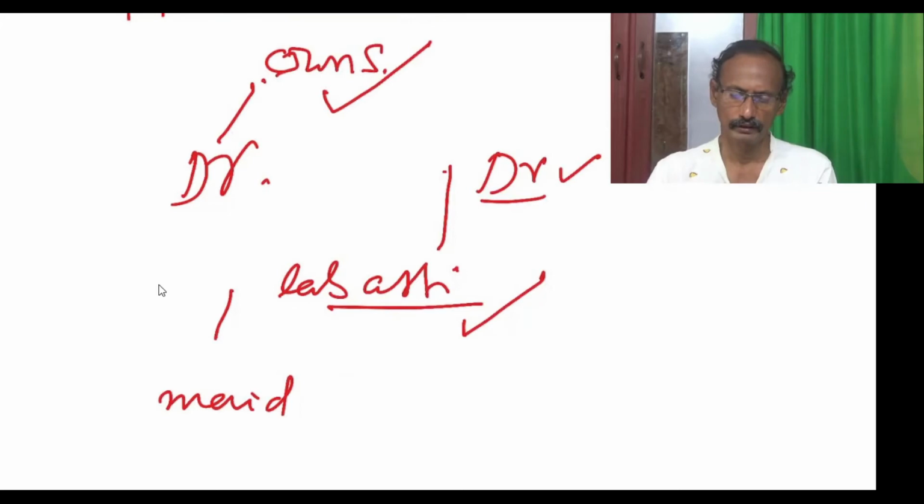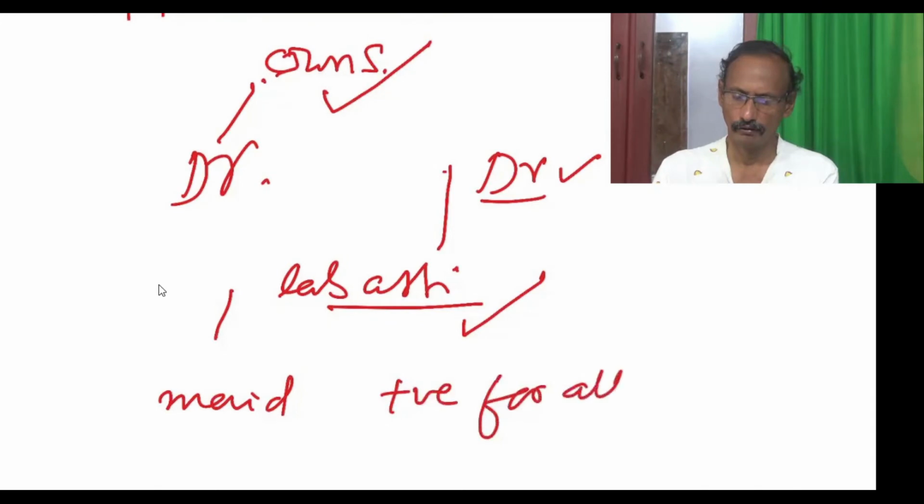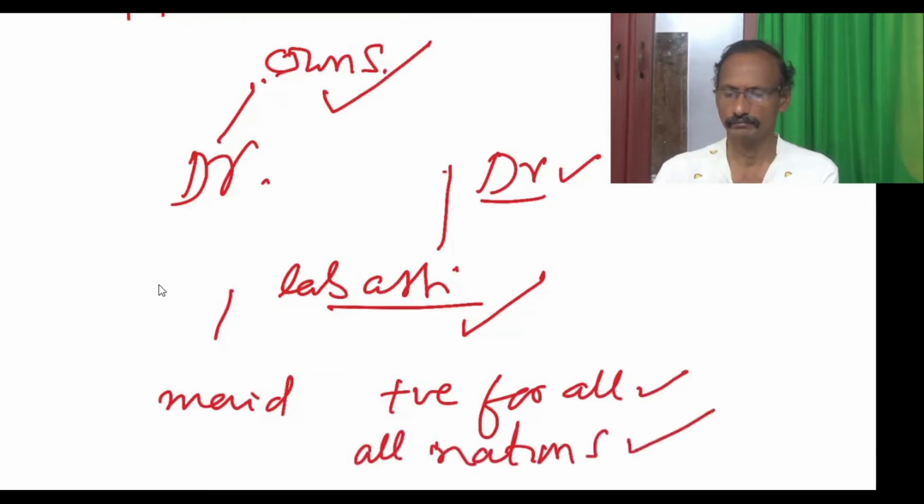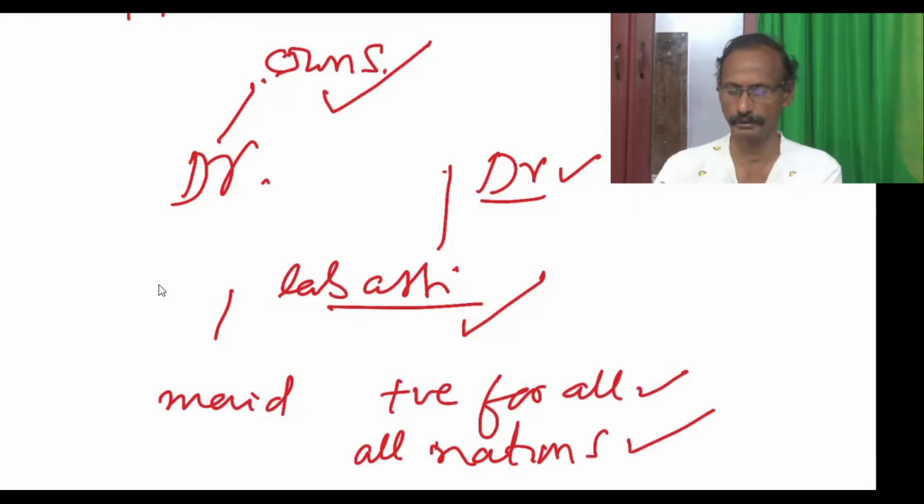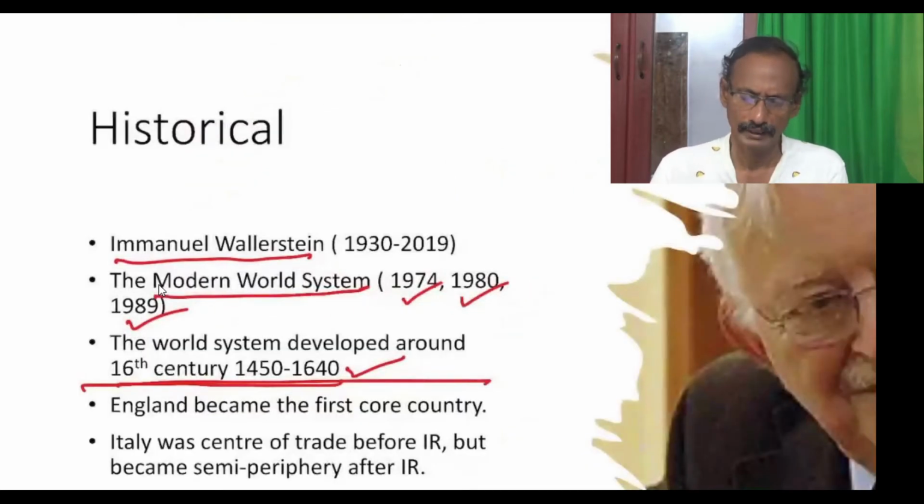So mainstream economists think that everybody is getting benefited in this process. So it means economic interaction is positive for all. All individuals gain, all nations gain. Nations gain through trade and through comparative advantage when they specialize in their comparative advantage. So on this basic thing, let us see what Wallerstein does.